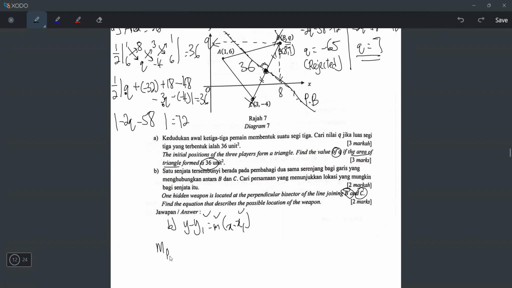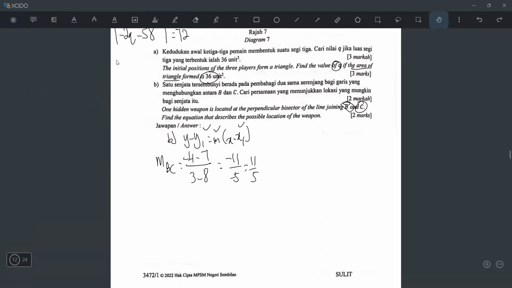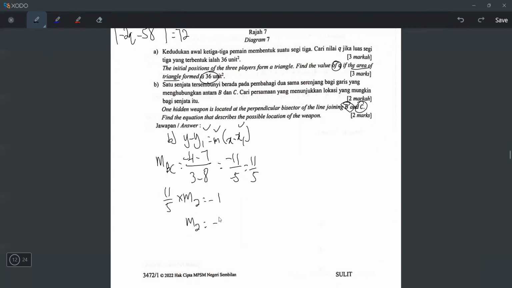So let's do it. Gradient of BC equals to, okay, I already know B is 8, 7. So y minus y over x minus x. Negative 4 minus 7 divide by 3 minus 8. I will end up with negative 11 over negative 5, which is 11 over 5. This is the M1. And we all know M1 times M2 equals to negative 1 because it's a perpendicular case, right? And we all know M1 is 11 over 5. So what is M2? Negative 5 over 11. You can just flip and change sign.